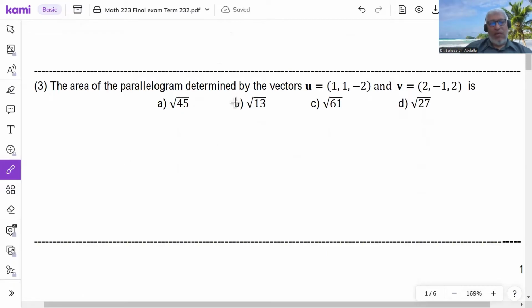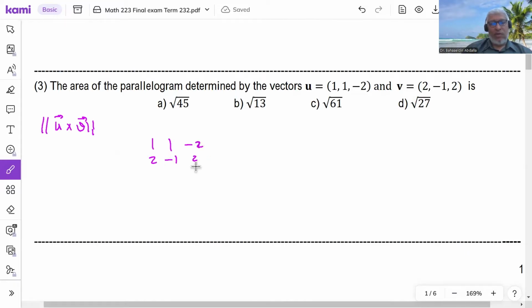The area of the parallelogram determined by these two vectors. The area of the parallelogram is given by the norm of U cross V. This is the area of the parallelogram. So let us find first U cross V. So 1, 1, -2, this is U, and this is V.